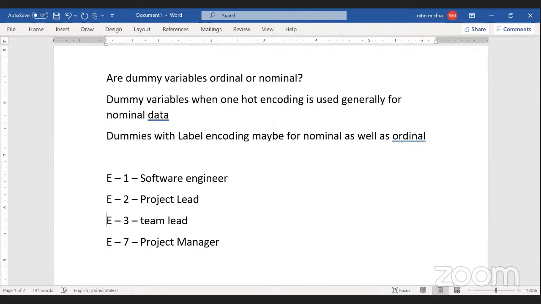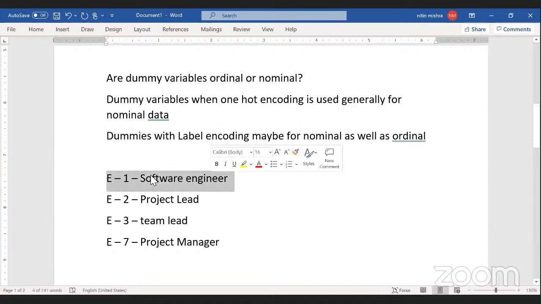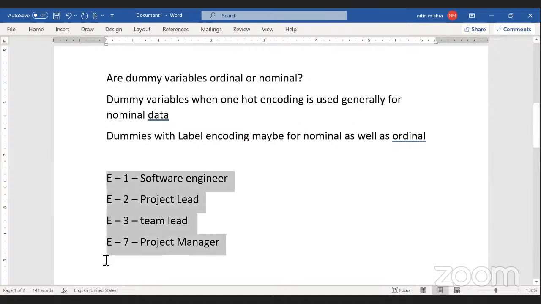So when you have such a scenario, now if you go by alphabetical order, P is going to be the first, S is going to be next, P and P are going to be first, and T is going to be last. So this is going to be incorrect. That is why they will define the variable, the category itself as E1 software engineer, E2 project lead, so that it gets sorted in the ascending order.